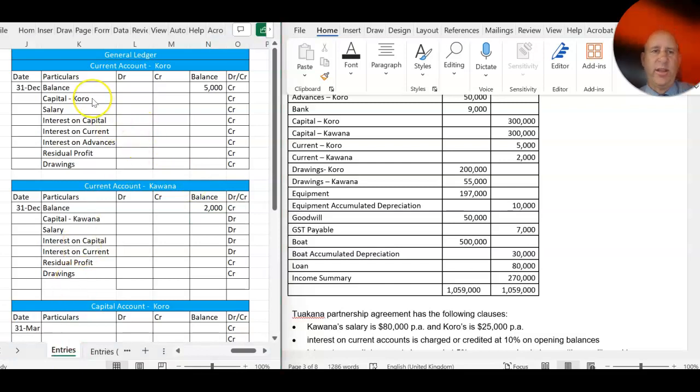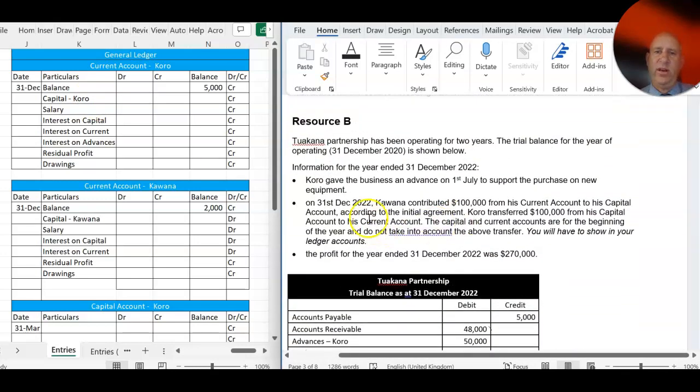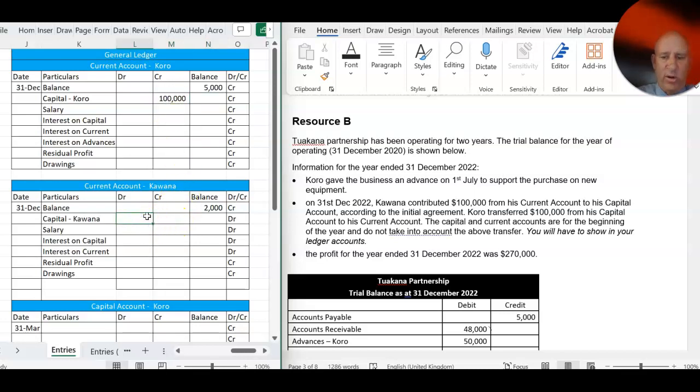Now you'll see in here we've got a capital here, and this is a transfer from the capital account to the current account. So we have to read through and find out what happens. And we'll find that on the 31st of December, Kawana contributed 1,000 to his current account, and Koro transferred 100,000 from his capital to his current account. So it's going into his current account. For Koro, we're going to put 100,000 in. And Kawana, the opposite, he's having 100,000 coming out. So that's as a balance of power, and that'll play out in the report that we write next.